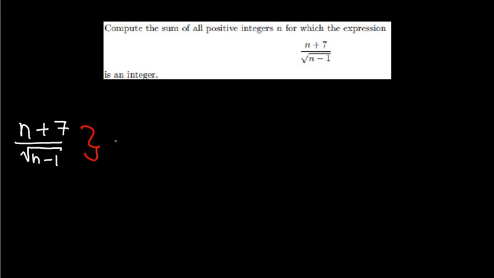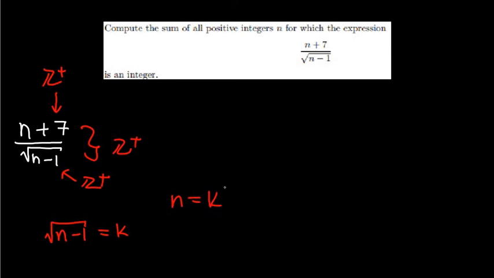So we want this to be a positive integer, so it's in Z plus. That means that the top and the bottom, just to make it easier on ourselves, both have to be positive integers. So the square root of n minus 1 has to be an integer. That means the square root of n minus 1 should be equal to k, so n is equal to k squared plus 1. That is what we're going to use to find this answer.